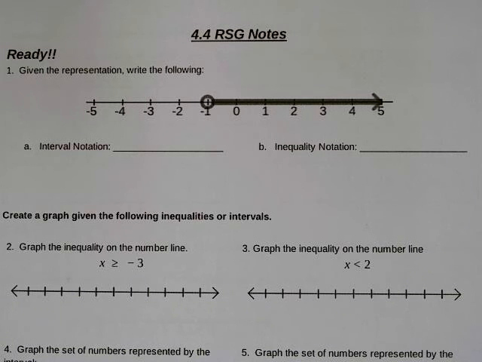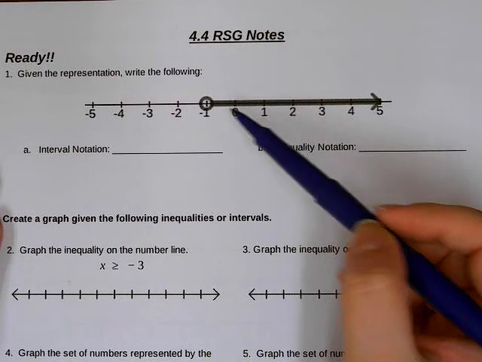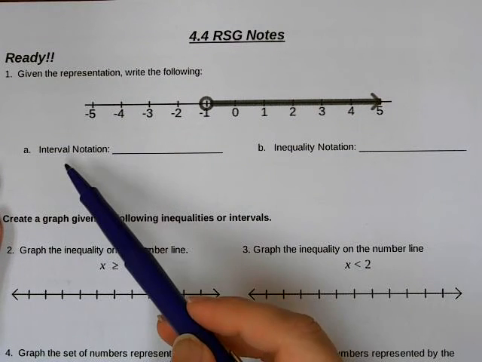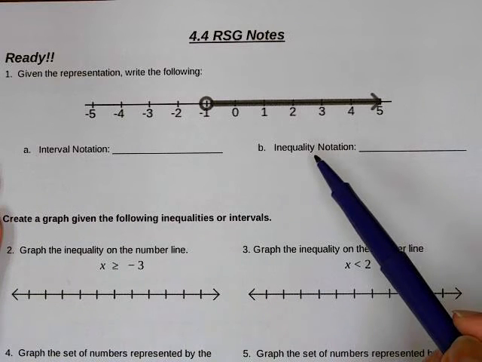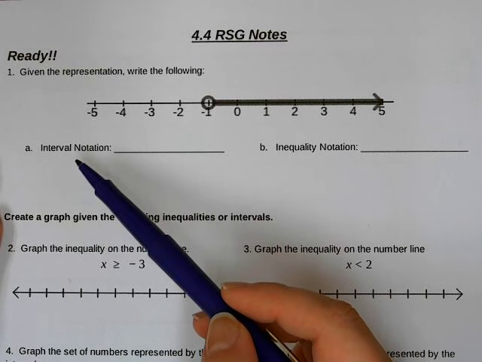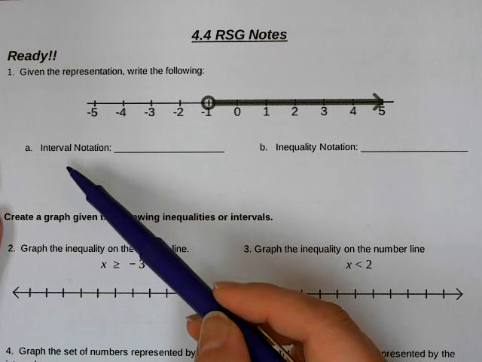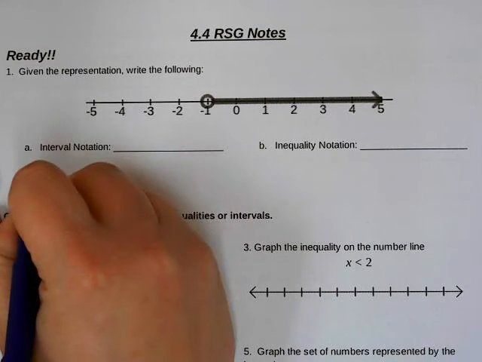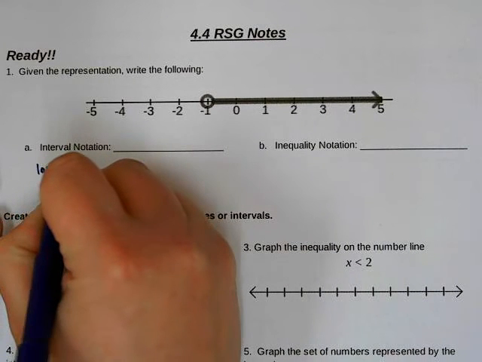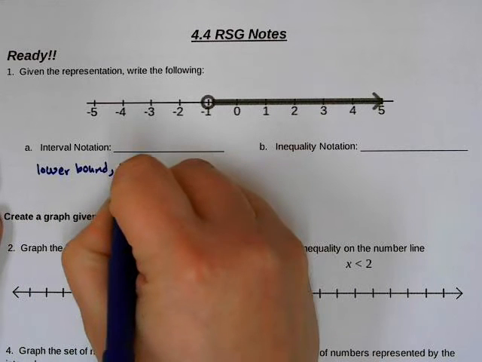All right, so we are going to start with, given this graph, we need to write the solutions in interval notation and in inequality notation. So we're going to start with interval notation. Think back to Module 3. We used interval notation to talk about intervals of increasing and decreasing, to talk about domain and range, things like that. So the things you have to remember about interval notation is we always have our lower bound, and then we have our upper bound.